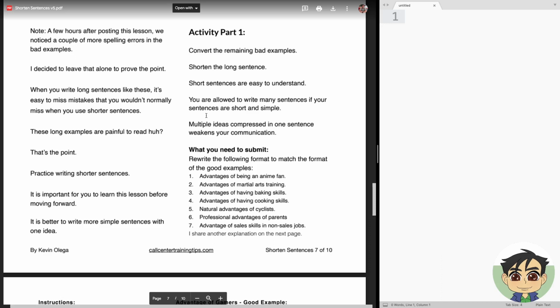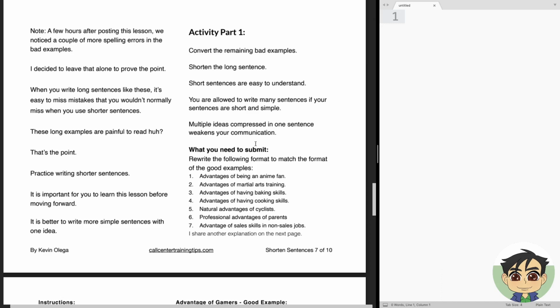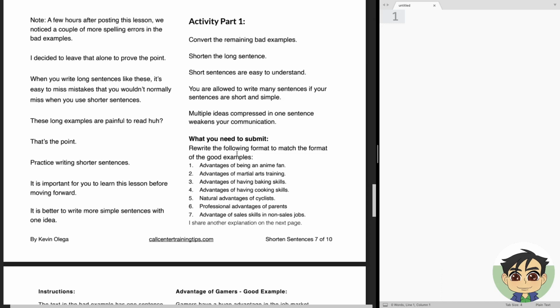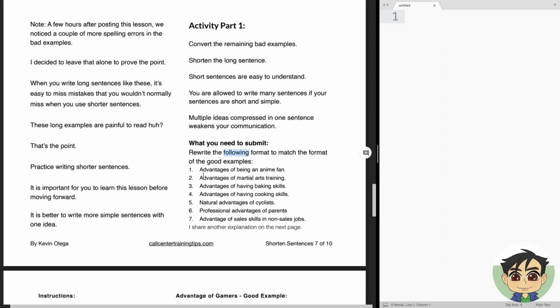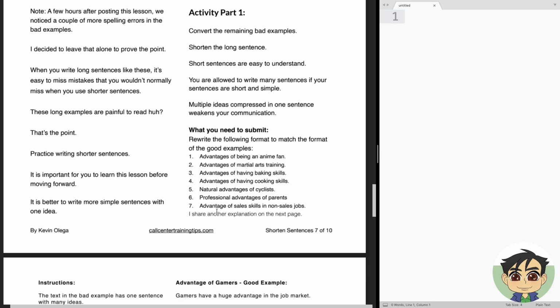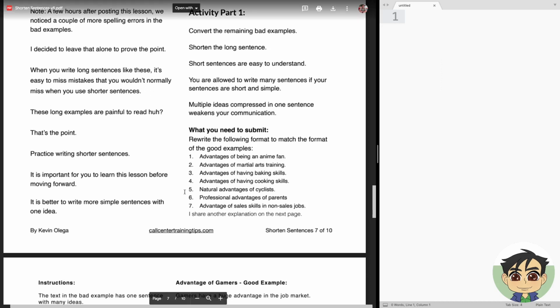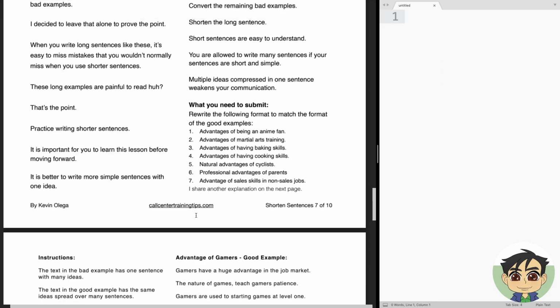Multiple ideas compressed in one sentence weakens your communication. So, I'm just emphasizing at this point. So what do you need to submit? Rewrite the following format to match the format in the good examples. Advantage of being an anime fan, advantage of martial arts training, advantage of having baking skills, natural advantages of cyclists, professional advantages of parents. So you're going to do all these seven.